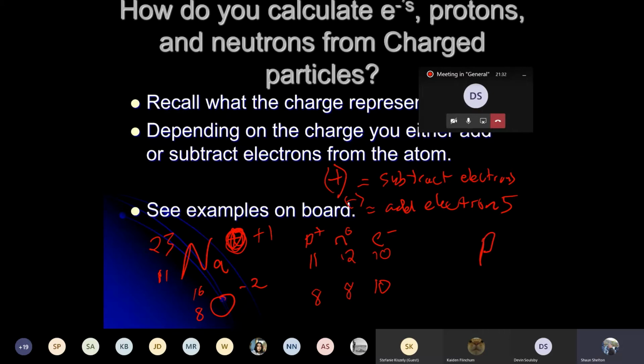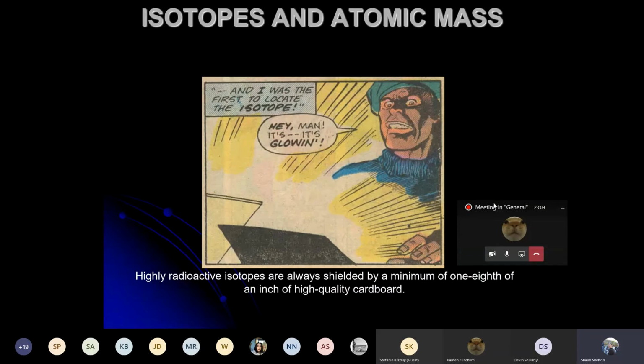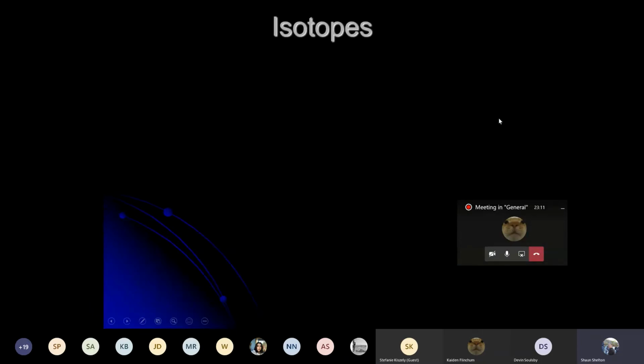Okay, so if we were to look at phosphorus, looking at the periodic table, phosphorus has a mass number of 31, and I'm just rounding this up here, and an atomic number of 15. Now phosphorus could be a -3 charge. So for phosphorus, we're going to have 15 protons. For the neutrons, 31 minus 15 gives you 16 neutrons. And for the electrons, since it has a -3 charge, you're going to do 15 plus 3, which gives me 18 electrons.